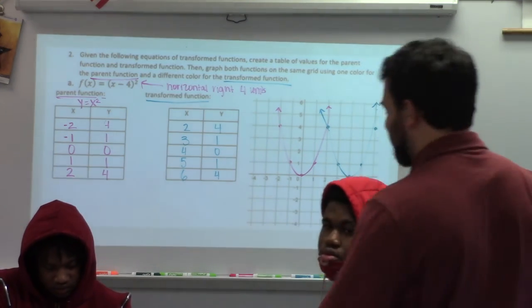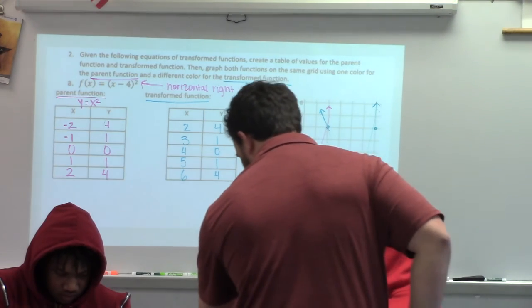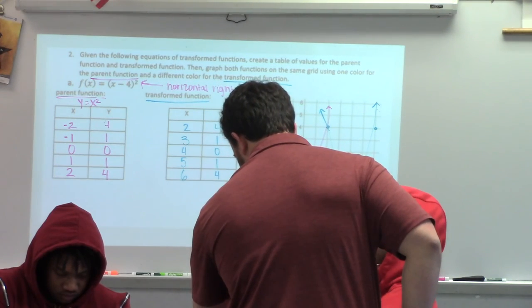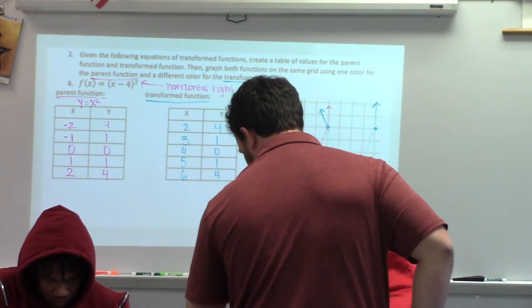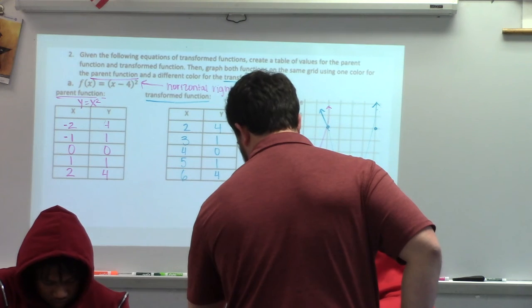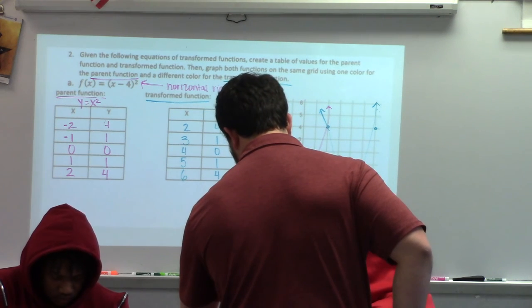How do the y values change from this equation? What do you have to do to each y value? That first one?